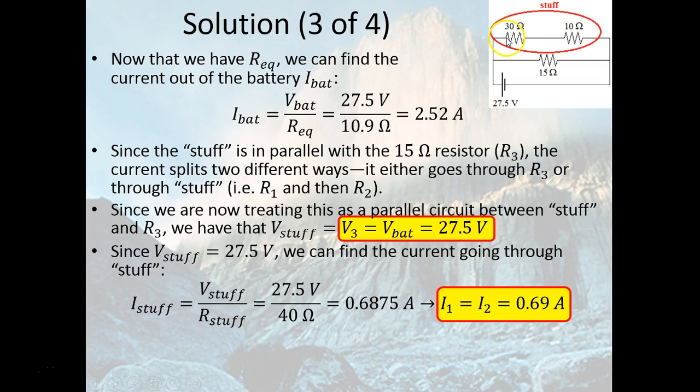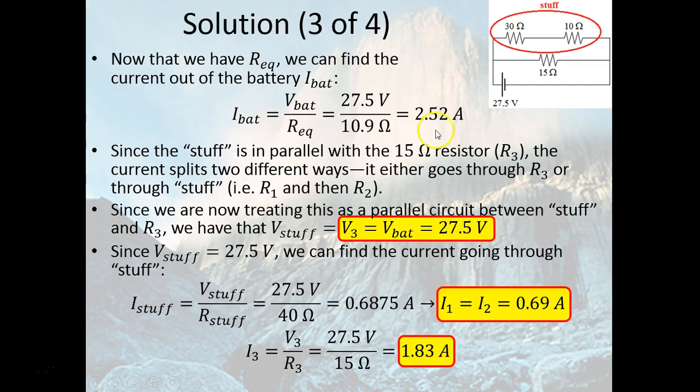Well, that's the current through the 30 ohm resistor and the current through the 10 ohm resistor, because again, whatever current goes through the 30 ohm resistor has to also survive to get to the 10 ohm resistor. So those currents are the same. So 0.69 amps is going through each of those resistors. And that's also just the current that's going through this branch that we're calling stuff.